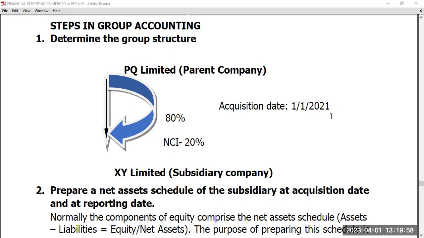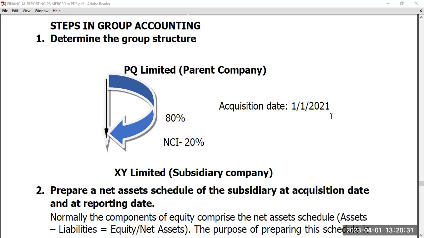Then we have the second step that we'll go to after determining the group structure, and that is preparation of the net asset schedule of the subsidiary at acquisition date and the reporting date. Meaning here we are going to be looking at two scenarios: the acquisition date and the reporting date.